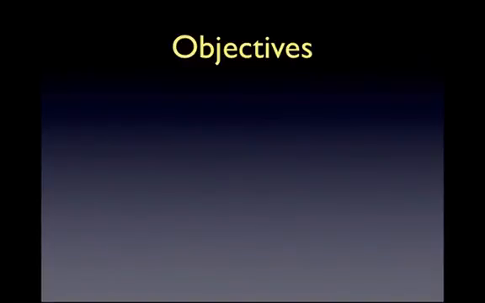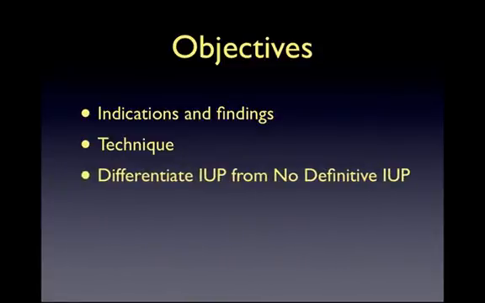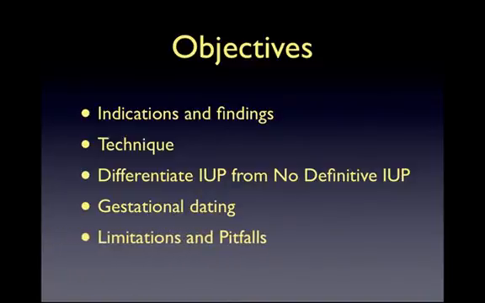The objectives of this lecture are to discuss the indications and findings of the transabdominal approach to pelvic ultrasound, to discuss the technique, to differentiate between an intrauterine pregnancy, or an IUP, and no definitive IUP, to estimate gestational dating, and finally, to discuss the limitations and pitfalls of the transabdominal approach to pelvic ultrasound.